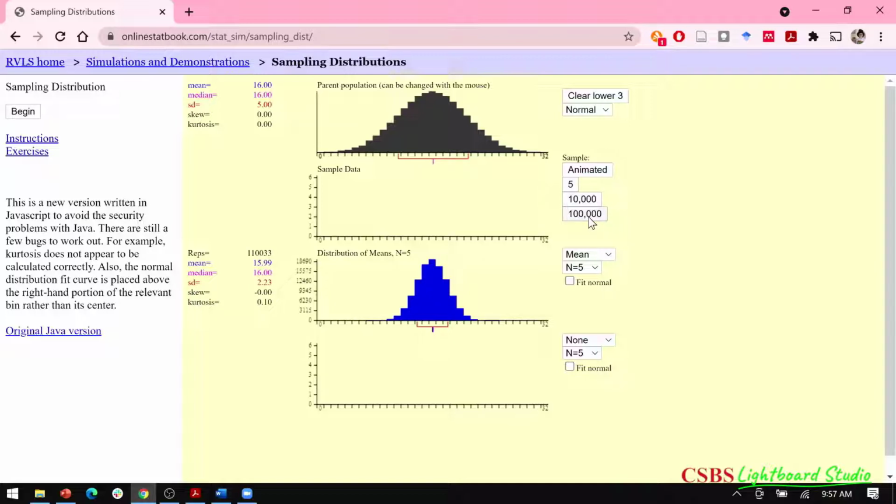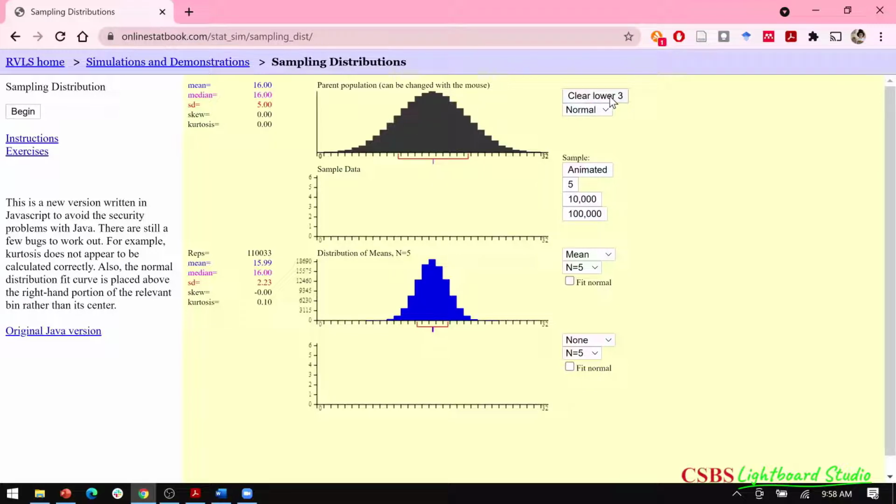What you see is that because the population is normally distributed, even with a small sample size of 5, this distribution of means is normal. So I don't have to worry about whether or not my sample is normally distributed. It matters that the population is, and as long as I have a normal population, this will be normal.